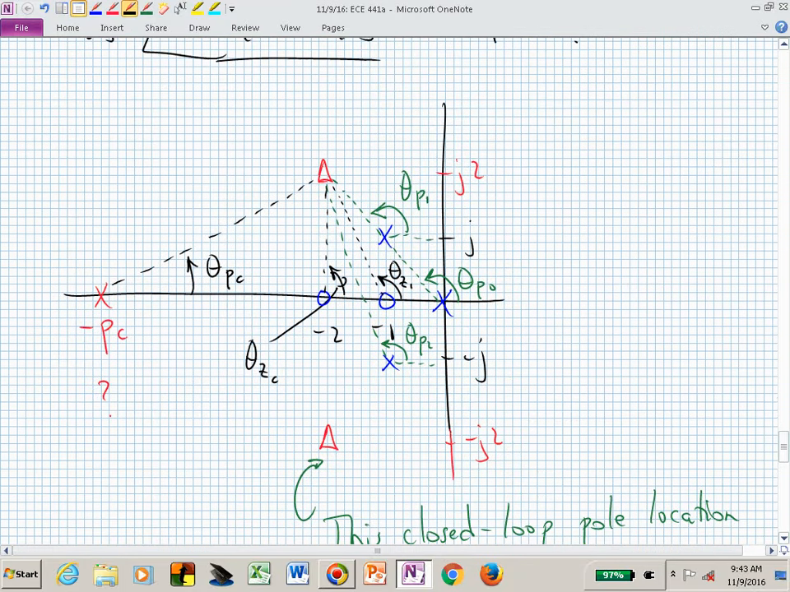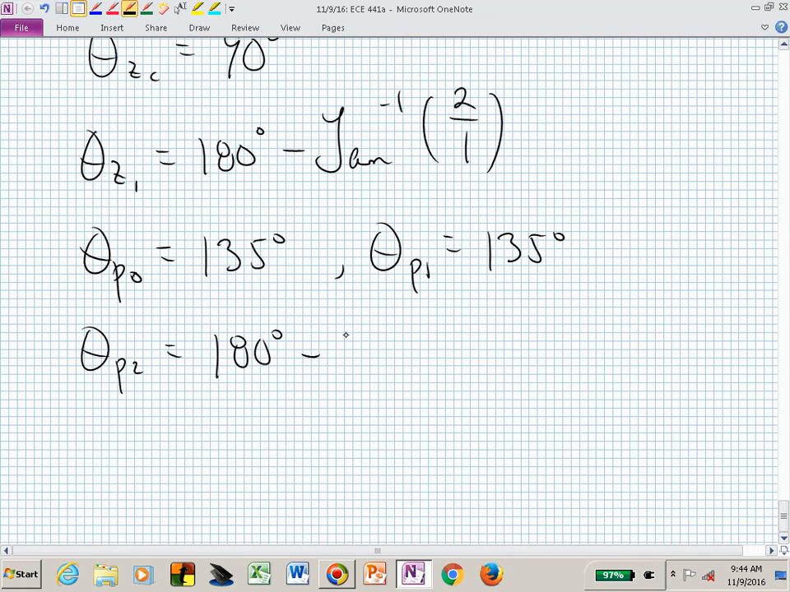How much do I have to vertically change to go from minus 1 minus j up to minus 2 plus j2? Vertically, I have to go 3. And what do I change horizontally? 1. So now I have 180 degrees minus the inverse tangent of 3 over 1. And if I compute that, that ends up being 108 degrees. If I computed this theta sub z sub 1, I have 117 degrees.